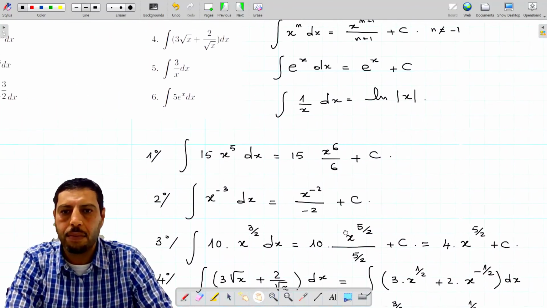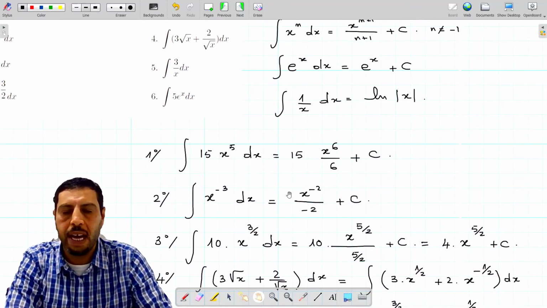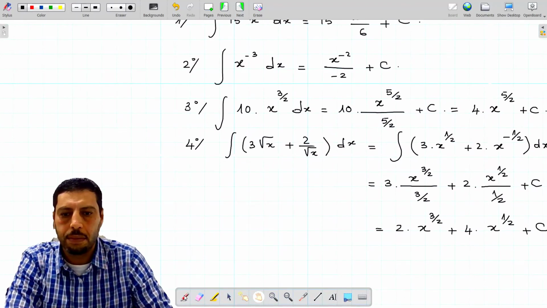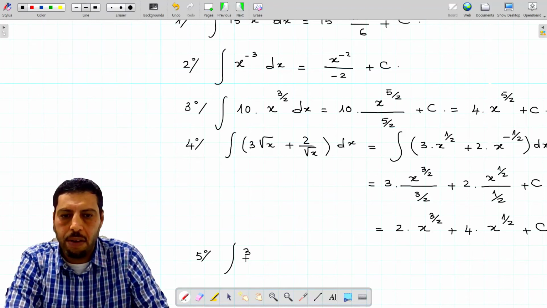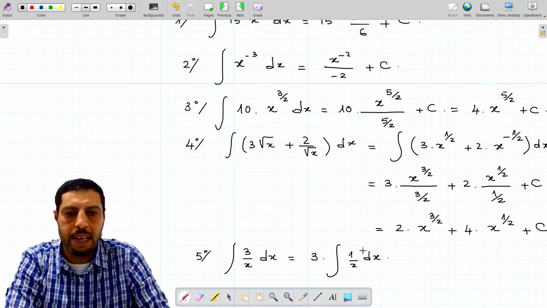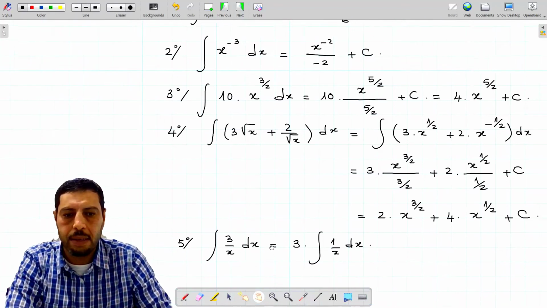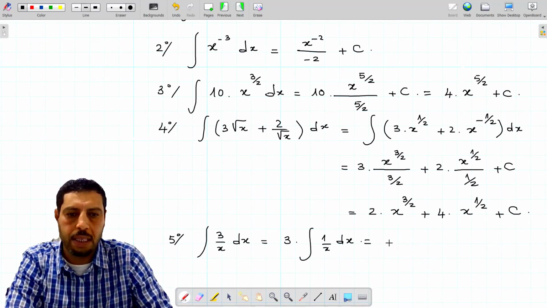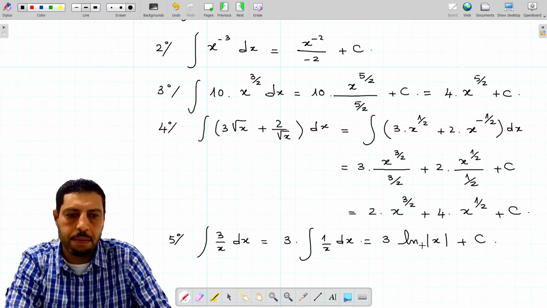The fifth one is the integral of 3 over x dx, which is equal to 3 times the integral of 1 over x dx. And remember that the integral of 1 over x is ln of the absolute value of x. So here we're going to write that it's equal to 3 ln of the absolute value of x plus c.